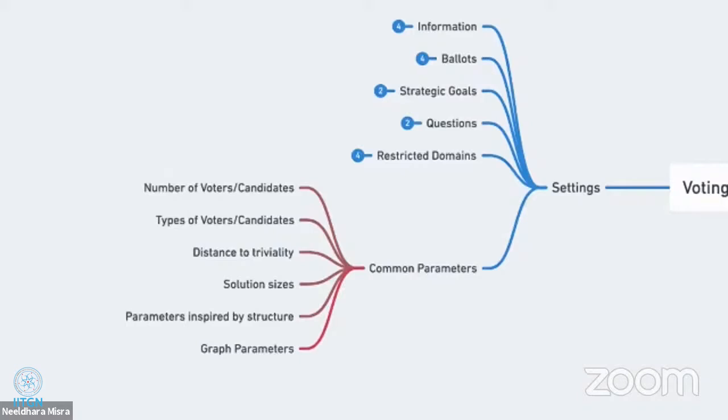All right. So as I said, some of the common parameters that we're interested in, apart from voters and candidates, which are the natural ones, are sometimes the natural notion of solution size. Or, given that we talked about restricted domains just a minute ago, you might be interested in distance to triviality parameters. So for instance, what if your solution is close to being single peaked or close to being single crossing? That's something that people do look at, and it's quite interesting.